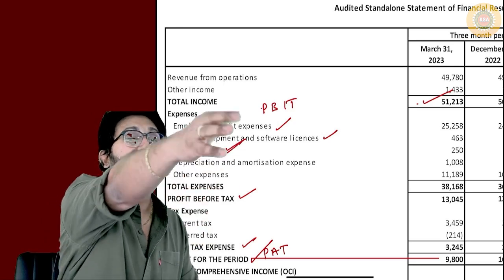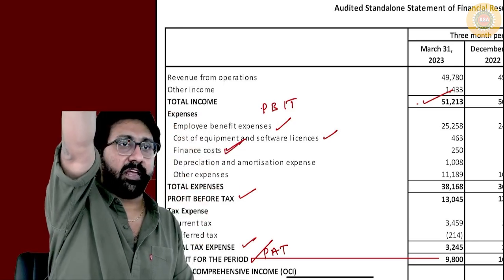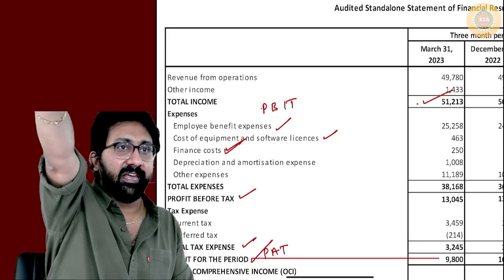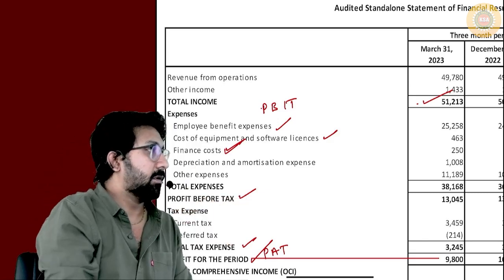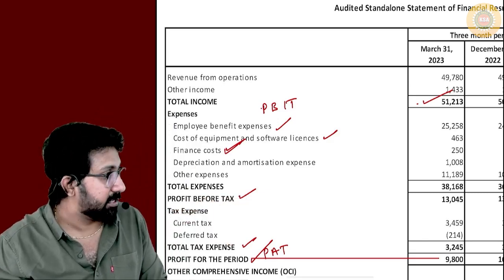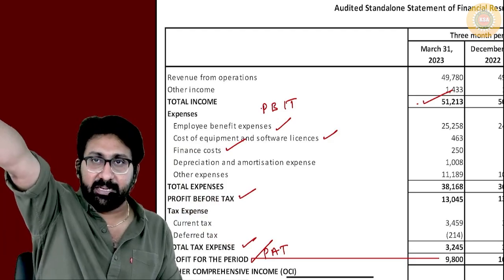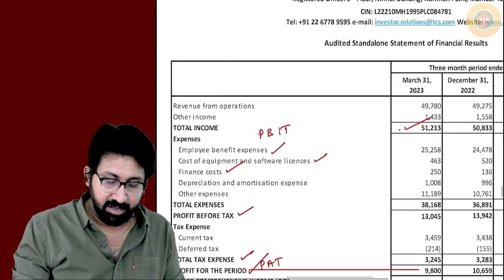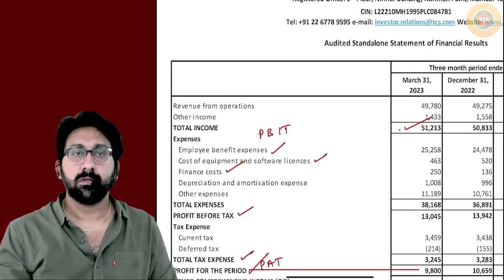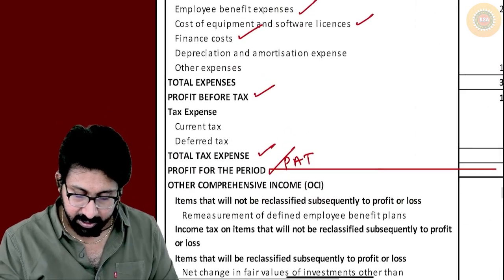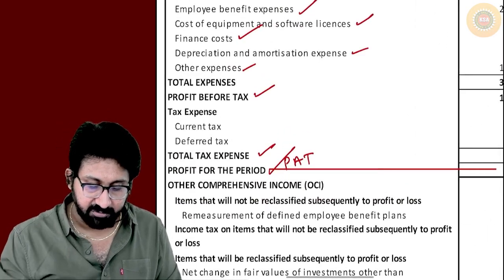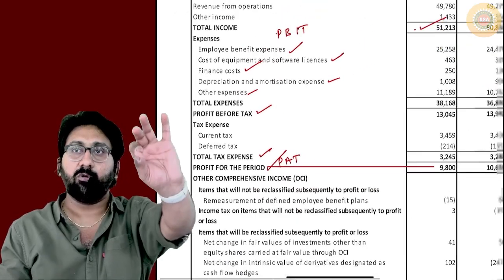Next one. Sir, lease rentals you have to pay or not? Loan I have taken, interest I have to pay. Lease rental I have to pay. All those will come under the finance cost. Lease is a debt. Lease rental will become a finance cost. Next, what is the next one? Depreciation and amortization. And what is this? Other.